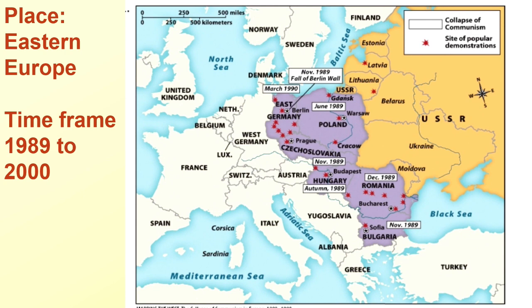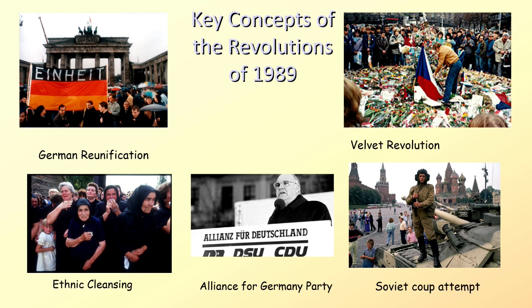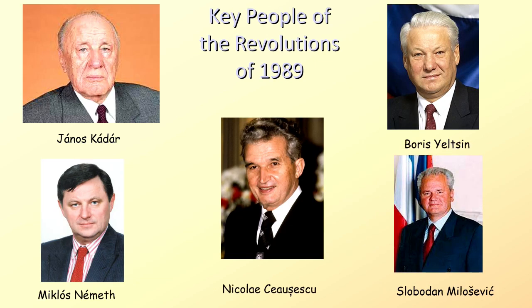The place, still basically Eastern Europe, and the time frame, officially 1989, but we're going to get it up to the year 2000. Key concepts of the revolutions of 1989: German reunification, ethnic cleansing, the Alliance for Germany Party, the Soviet coup attempt, and the Velvet Revolution. Key people of the revolutions of 1989: János Kadar, Miklós Németh, Nicolae Ceaușescu, Slobodan Milosevic, and Boris Yeltsin.